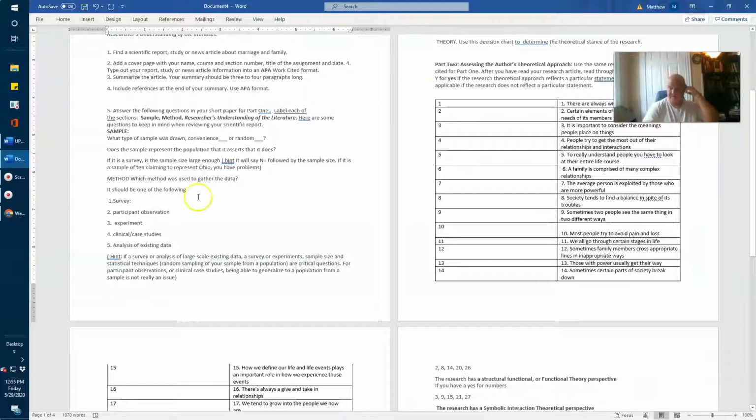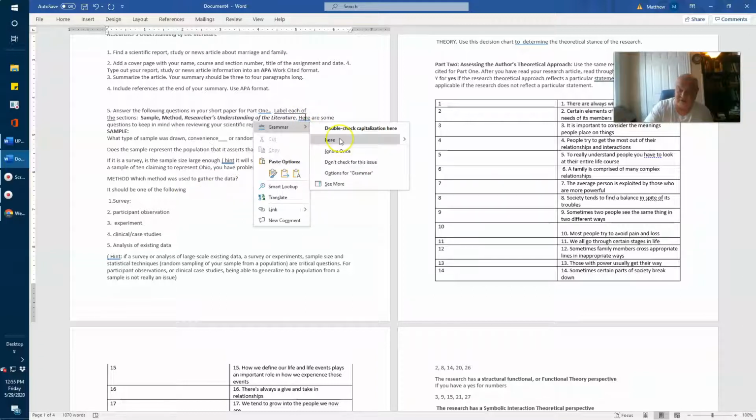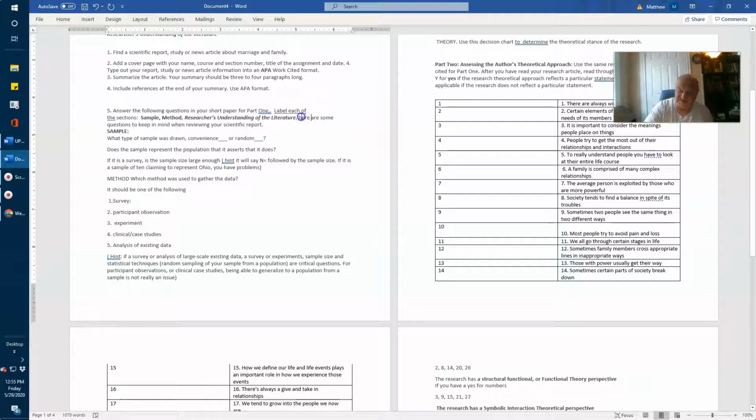Now, please don't go down here and submit all of this work and give me a checklist. I know some of you, that's a nice way for you to think, but that's not what you're being asked to do. These are things that you need to address in your two or three paragraphs.